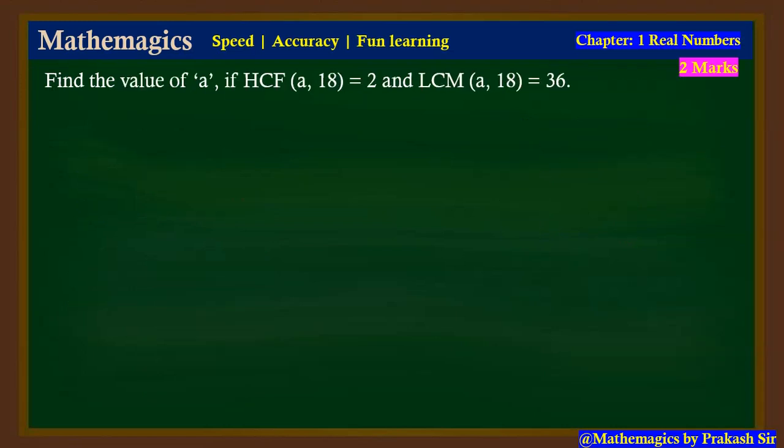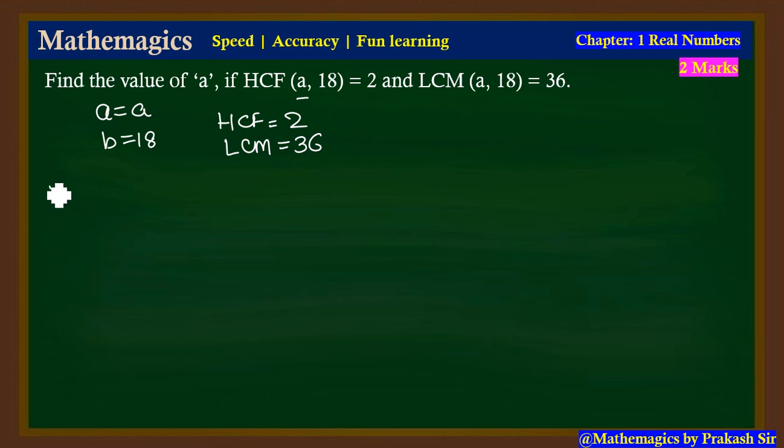Now the next question is: find the value of A if HCF of A comma 18 is equal to 2 and LCM of A comma 18 is equal to 36. So here we write that A is the first number, B is equal to 18, HCF is equal to 2 and LCM is equal to 36. That is already given in the question.